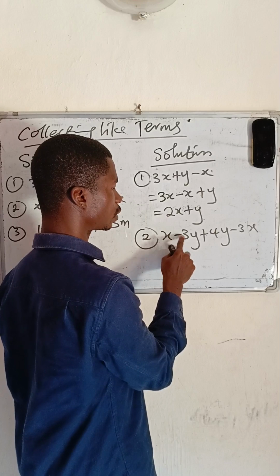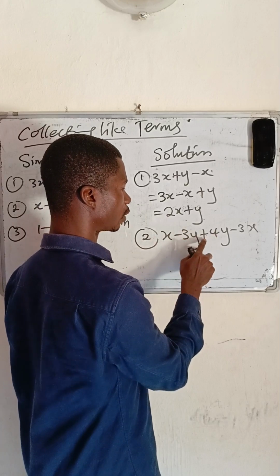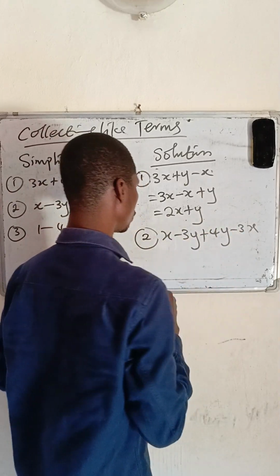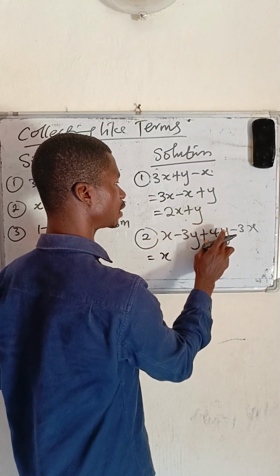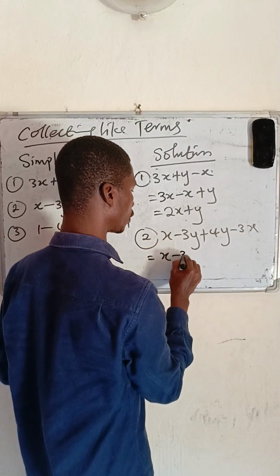The sign of this one is what? Minus. What is the sign of this one? Plus. What is the sign of this one? Minus. So you take the x first. What is this one? x? No, there is no x. How about this? No. This is the x. So you take it, minus 3x.